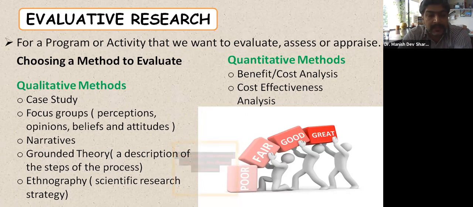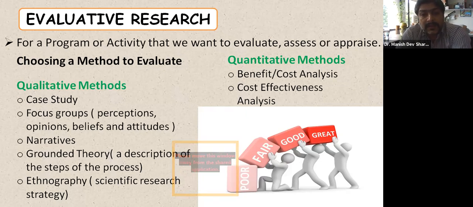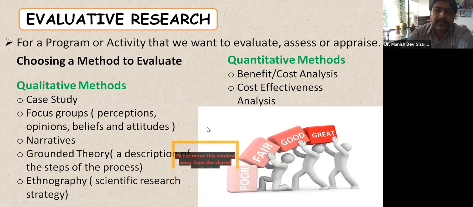We have narratives. Narratives help us to come out from a specific set of problems. We have grounded theory, that is description of the steps of the process. And similarly, we have ethnography. What is ethnography? A specific word that is a scientific research strategy that shows you a particular path to reach your problem. So similarly, we have quantitative methods. The quantitative methods have certain benefits like cost analysis, cost effectiveness analysis.